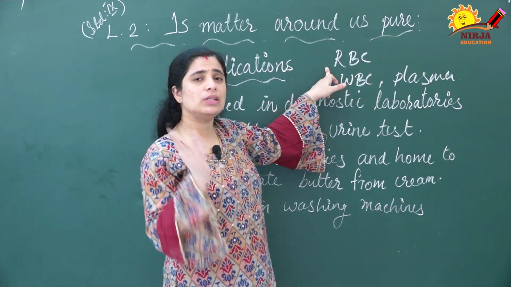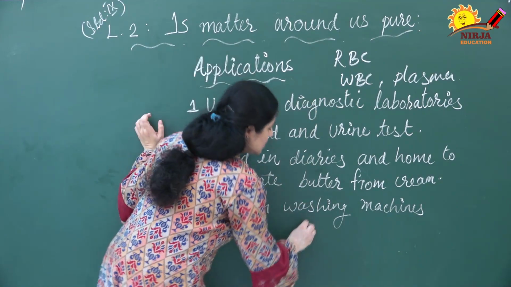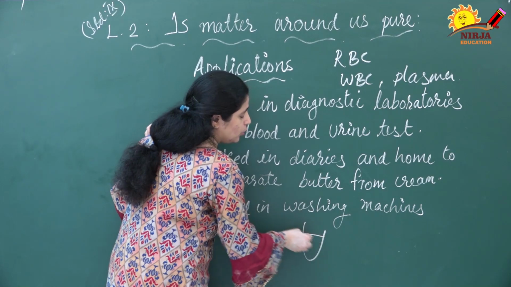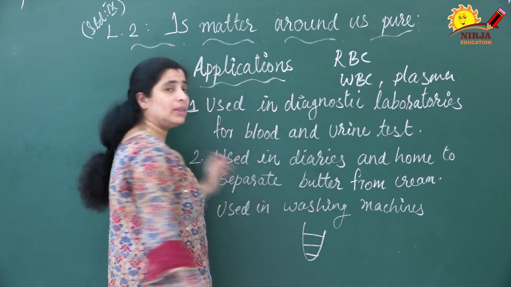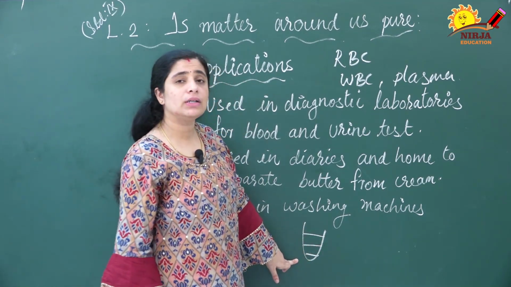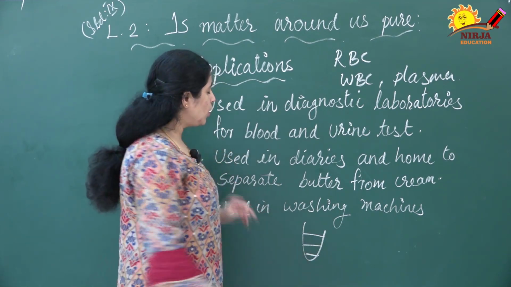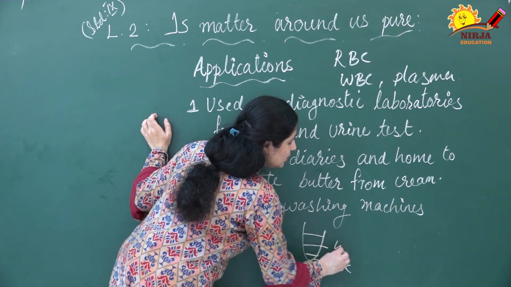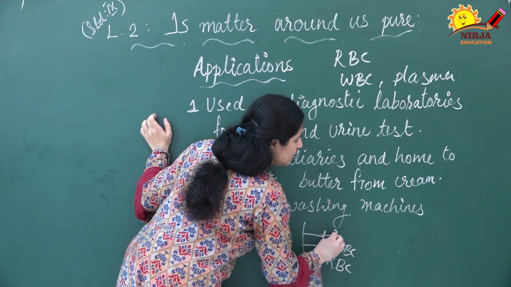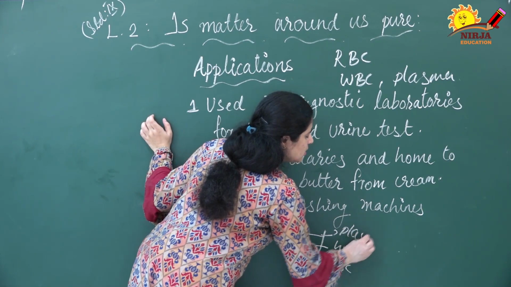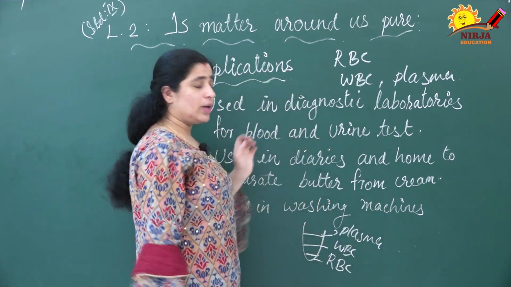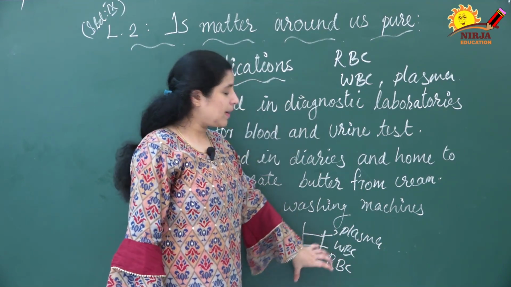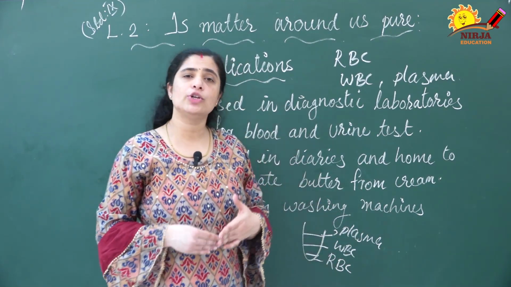So when you are doing this centrifugation, I told you that this is the centrifuging jar. You know that the heavier particles will settle down at the bottom. So here you can find the RBC, then the WBC, and at the upper side you can find the plasma. This way you can separate the components of the blood. These three parts can be separated by centrifugation.